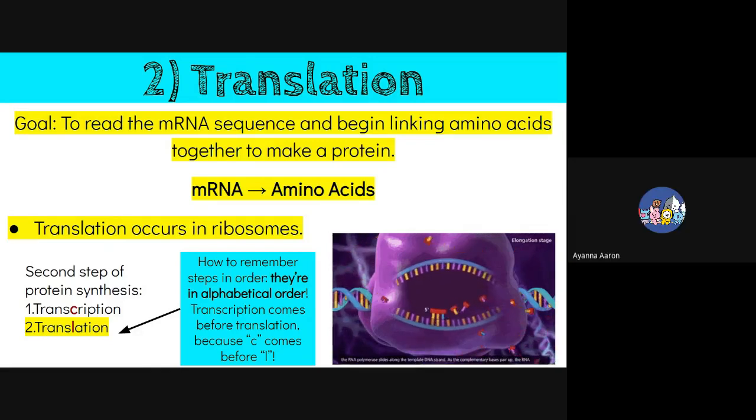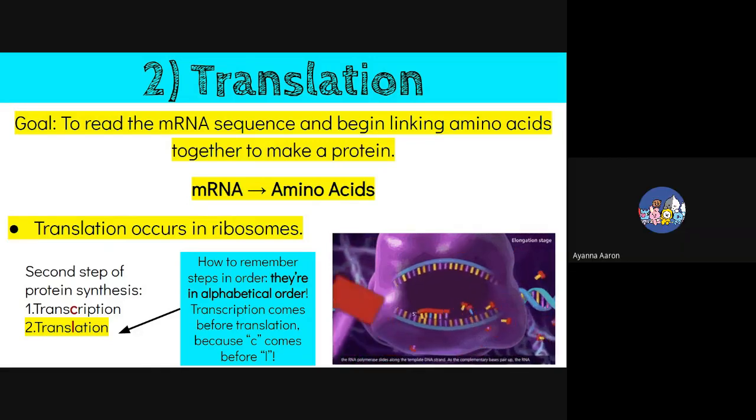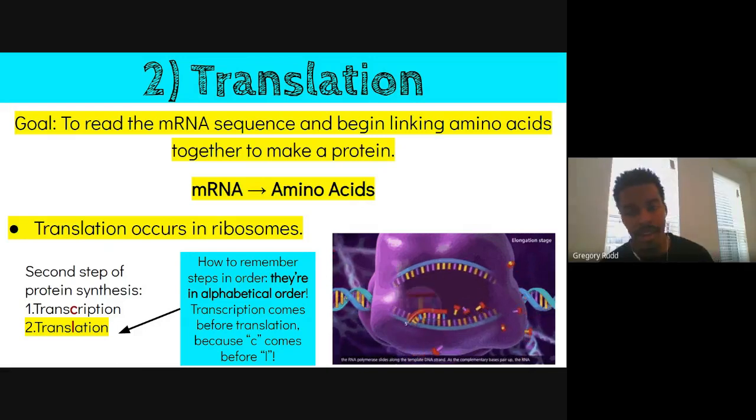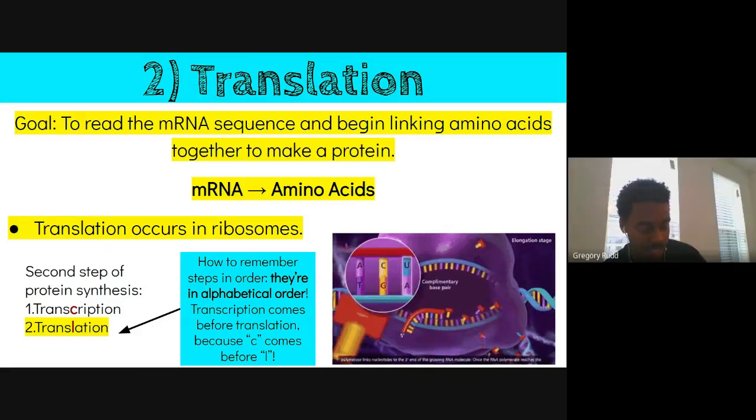For some reason, when I look at that picture, I see a monster eating those. And that was his teeth. Yeah, it does look like teeth.